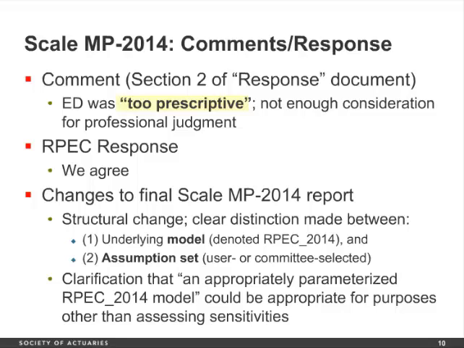Now, once again, to the extent that you're using something other than what the committee thought was the best estimate, there will probably be some justification required to make sure that you, the sponsor of the plan, and any auditors who are reviewing this are comfortable with the assumption set that you're using. So in general, there's going to be more of an onus, I believe, on the audit community if the user decides to use something other than the committee-selected assumption set.